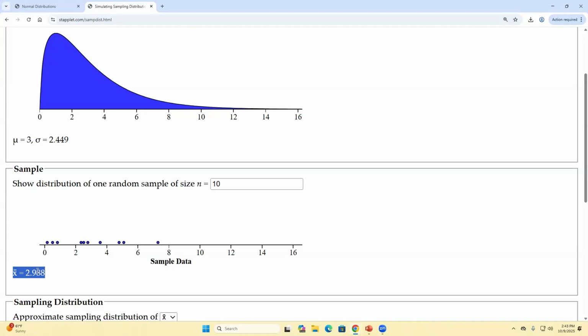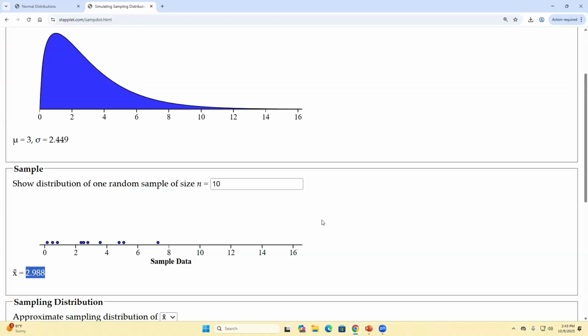So you can see that in this case, we got incredibly close. We actually kind of got lucky on this first one. So we would estimate that the population mean in this case is 2.988, when in reality it's actually 3. That difference is known as your sampling error. And in this case, we actually came very, very close. All right, everybody good so far?